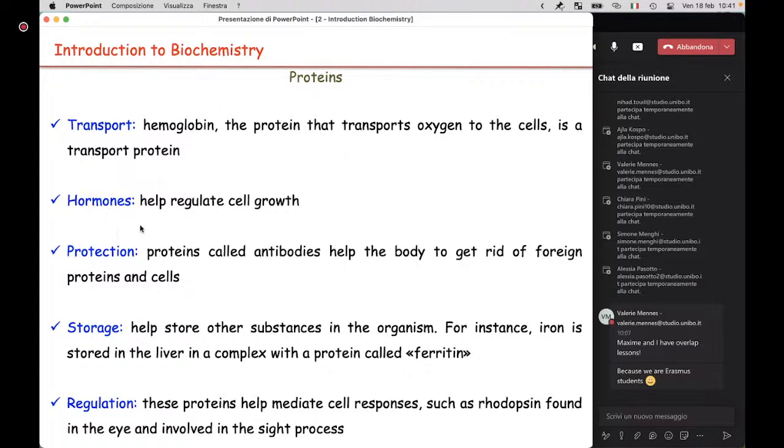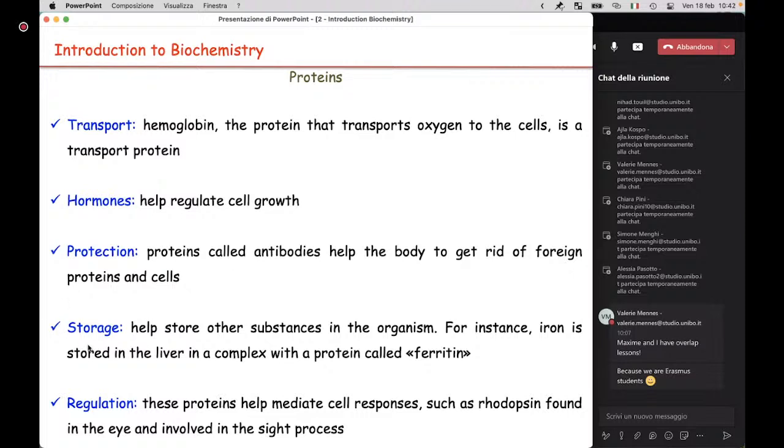Some proteins also have a regulatory function. They can regulate different cell functions, and those proteins are called hormones. Specific proteins called antibodies have a protection function. They can bind specific parts of the surface of bacteria or viruses, and they can inactivate them or mark them for destruction. Okay, those are antibodies.